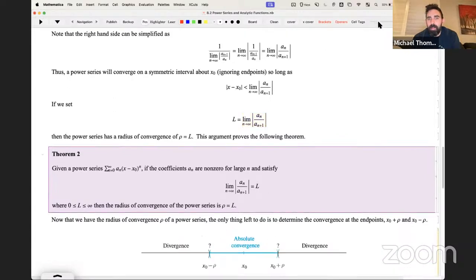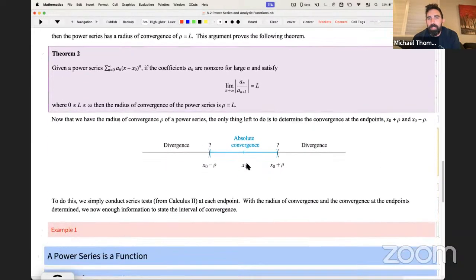So basically, once you find the radius, you'll know this distance, and you could draw it graphically, something like this. It'll converge at the center and on some radius. And we haven't talked about the endpoints, but we know everywhere inside the endpoints it'll converge and everywhere outside it'll diverge. Now, finally, the goal is to talk about the interval, and the two pieces of information we're missing are those endpoints.